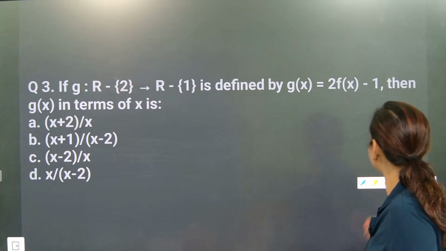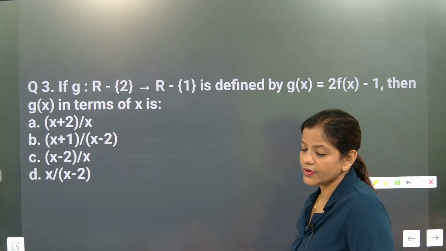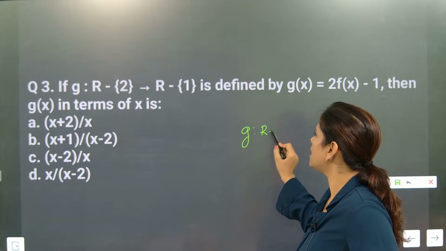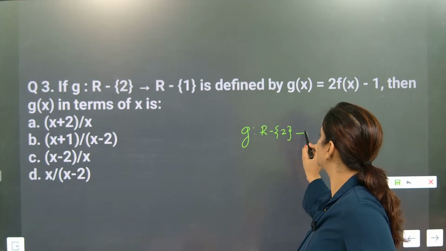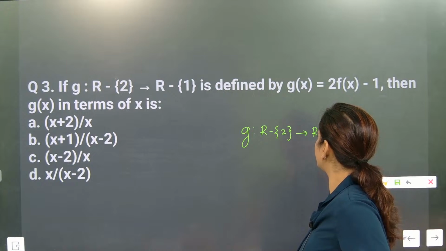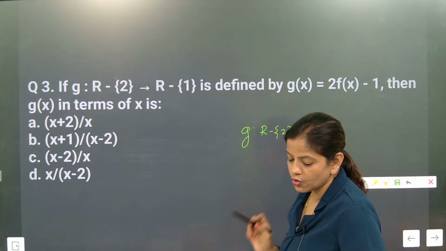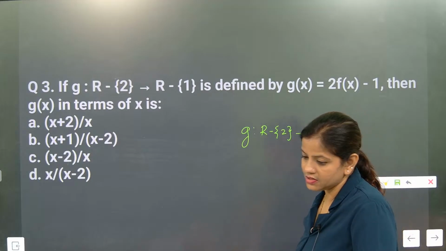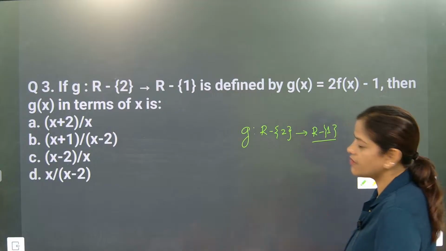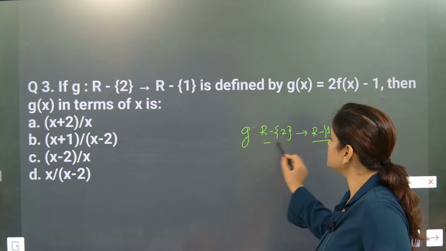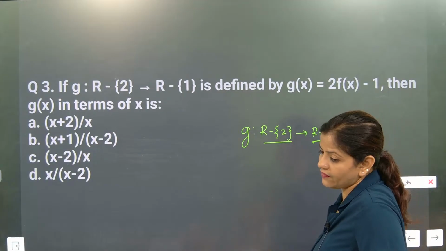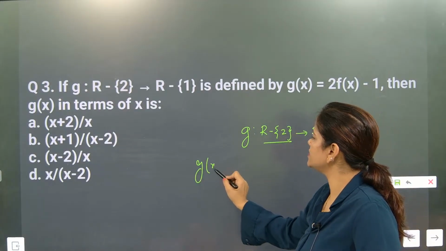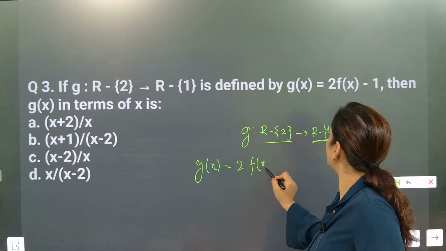Now look here. First is g such that R minus 2 tends to R minus 1, beta. That means in g, the domain should not be having 2 and the codomain is not having 1. This is the meaning. Okay. So g is a function in which the domain is not having 2 and the codomain is not having 1. Now next, they're telling g of x is 2 of f of x minus 1.